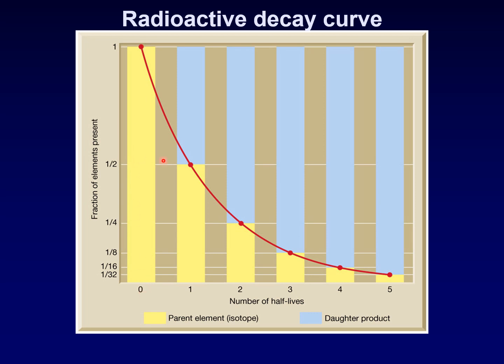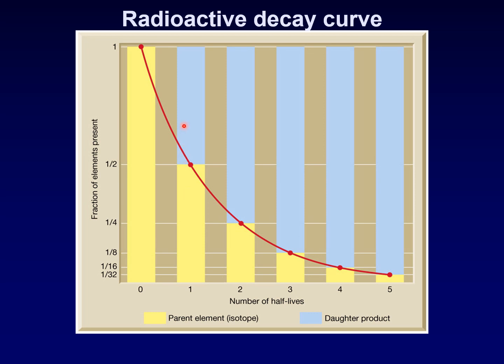After one half-life takes place, and that time varies depending on the element and on the isotope of that element, one half-life means half the parent has decayed to daughter. So now we see that half of this is now daughter, or in the case I'm using, let's say lead, and half of it is parent. So this is one half-life, and we see 50-50 here. Half daughter, half parent.